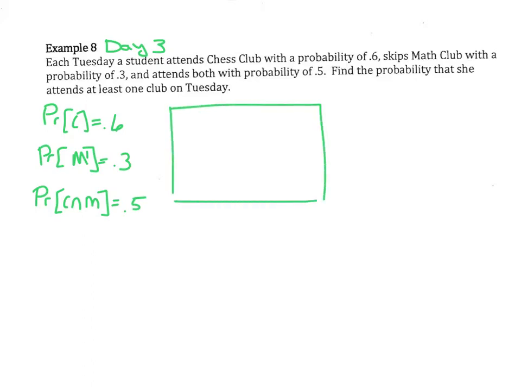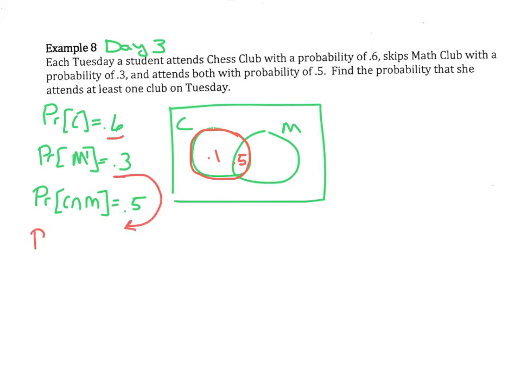Alright, so let's see here. Let's say this is chess, this is math. It says that the both, which we always want to start here in the middle, is 0.5, which means that this circle, while being 0.6, if 0.5 is already in it, we need to subtract that out so that now together they form 0.6. And then over here it says M. Well, we don't know M, so we're going to have to figure out a complement here. So if this whole thing's supposed to be 0.7, this part has to be 0.2.